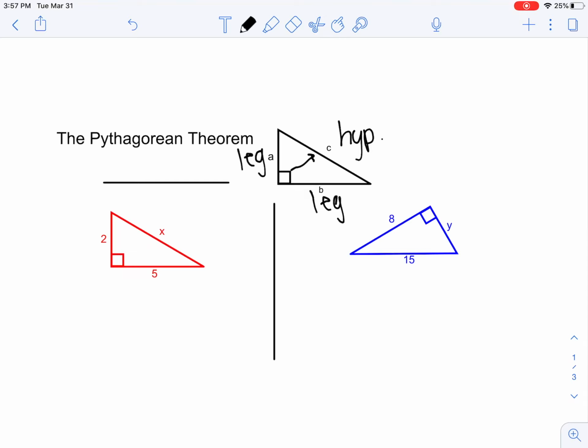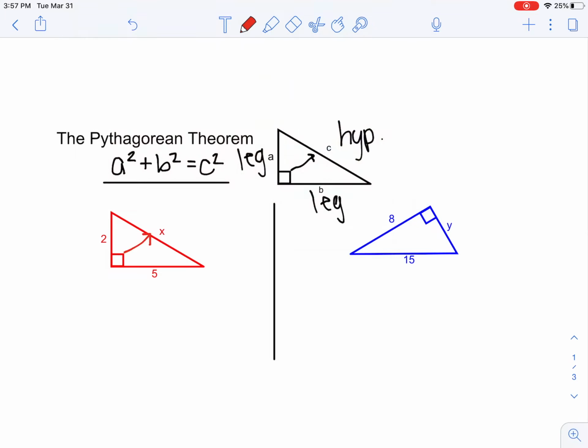The Pythagorean theorem states that the leg squared plus the leg squared equals the hypotenuse squared. And more commonly, you see this written as a squared plus b squared equals c squared. So just remember that c is always going to be representing our hypotenuse, which should be across from the right angle. So let's start with our first example with the red triangle.